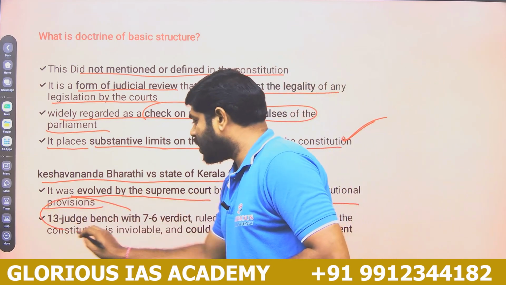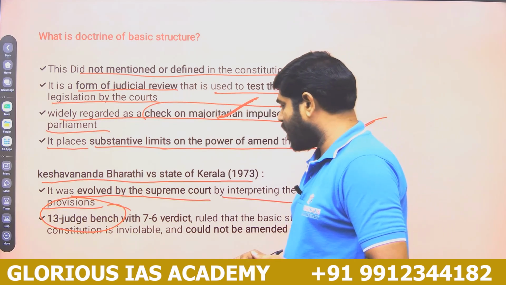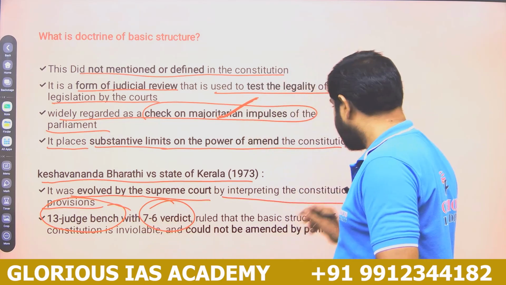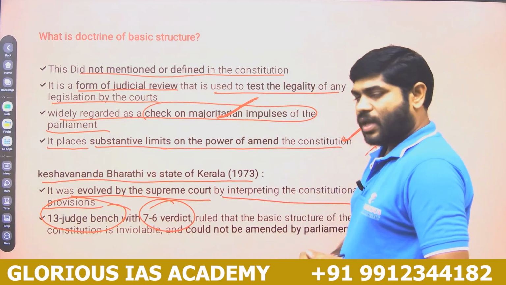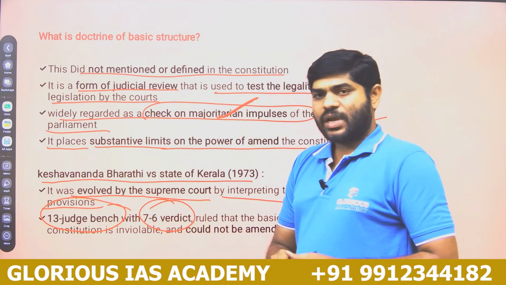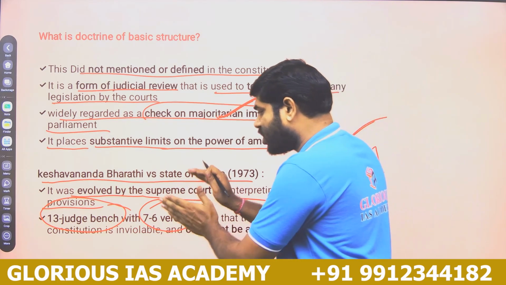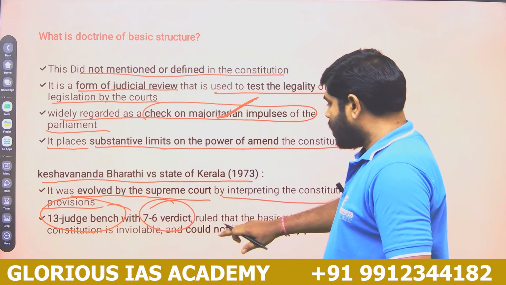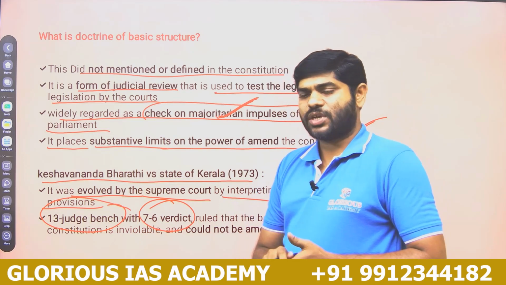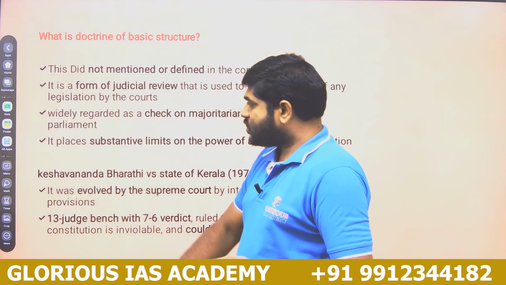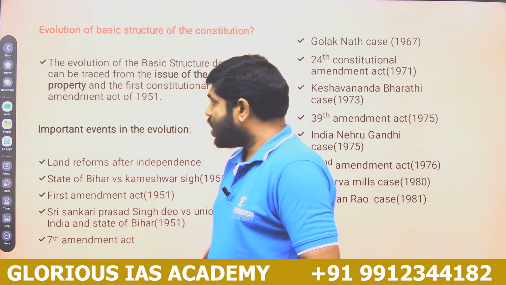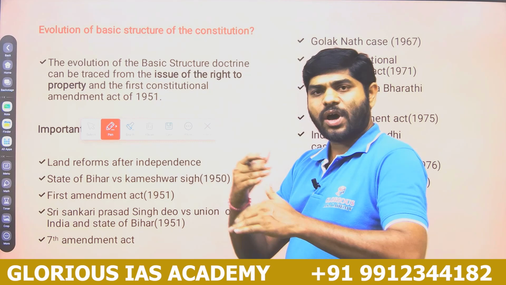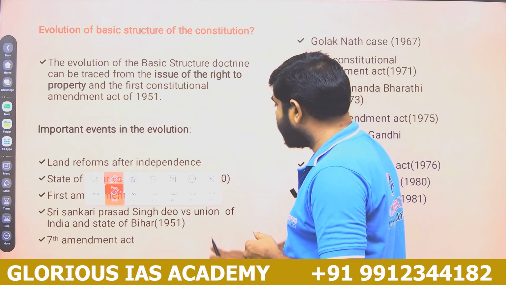There was a 13-member bench, and the verdict was 7-6. That means 7 members supported the basic structure and 6 members were against the basic structure of the Constitution. So the majority of the judges in the 13-member bench evolved the basic structure of the Constitution for the first time in India. It is originally not mentioned in the Constitution; it was evolved by the Supreme Court from time to time. So the evolution of the basic structure, how it evolved over a period of time, is the second topic.